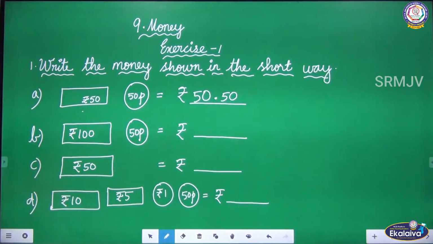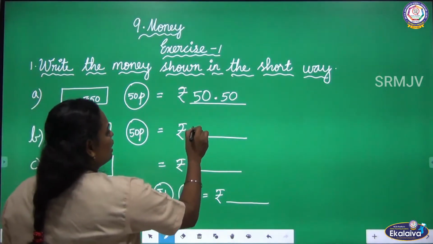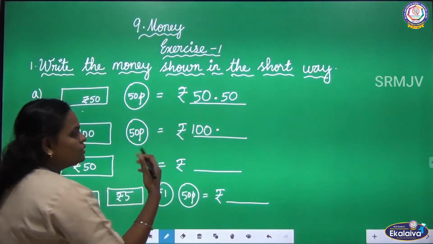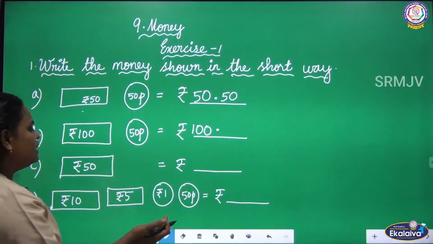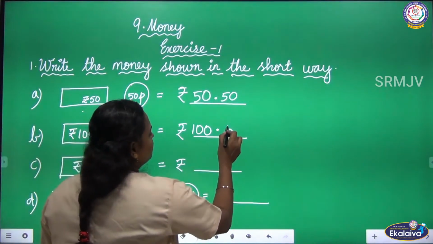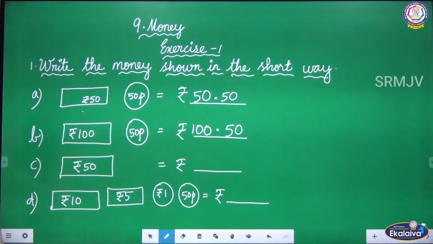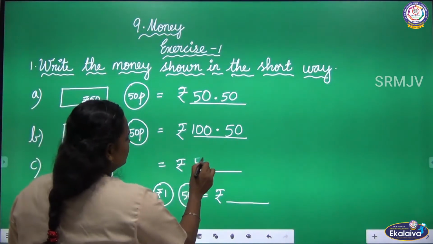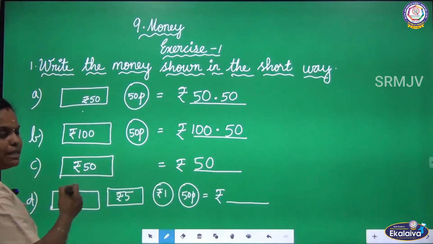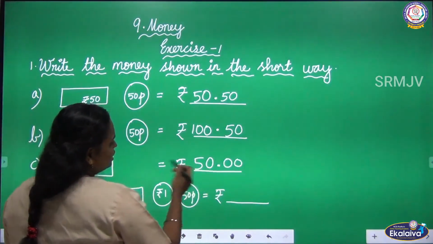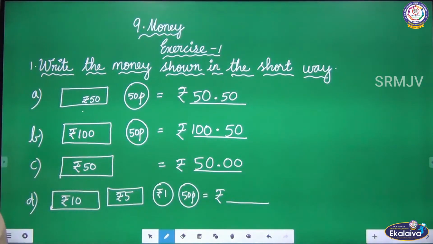Next, what have they given? 100 rupees, then 50 paise. First you write 100 rupees. Next, put the dot. So after the dot, that is right side of the dot, you have to write the paise. So you write 50 paise. Next one, they have given only 50 rupees. So you write 50 rupees alone. They didn't give paise here. So if you want, you can write dot 00. Both are same only. Rupees 50 and rupees 50.00 is same only.